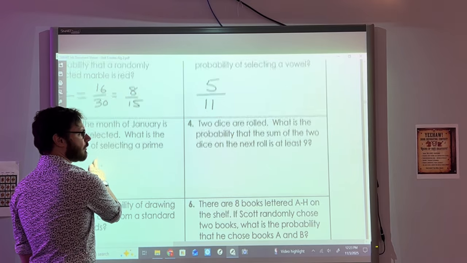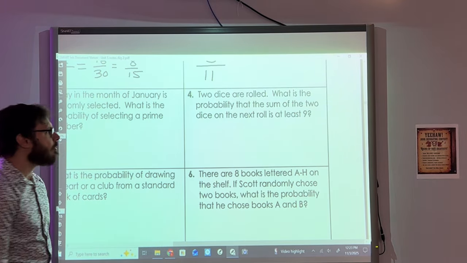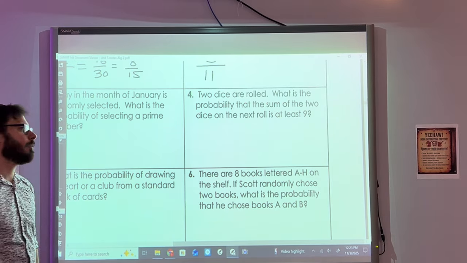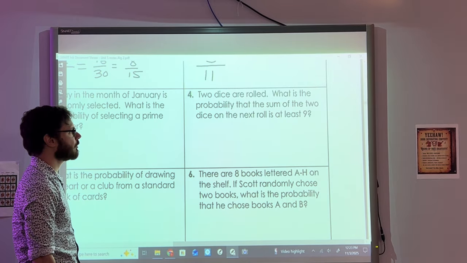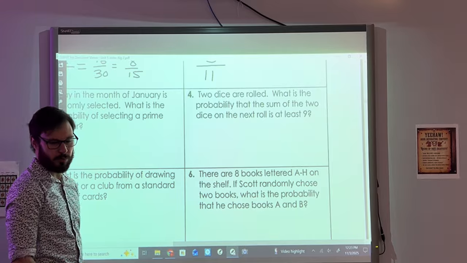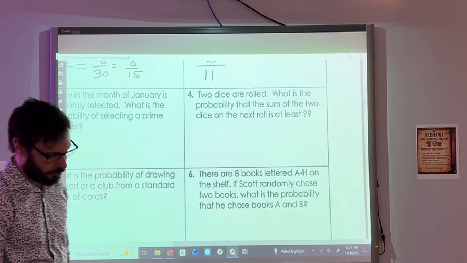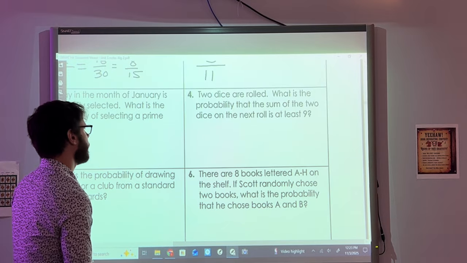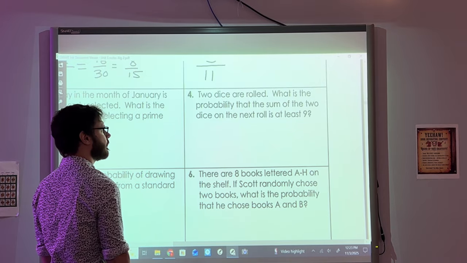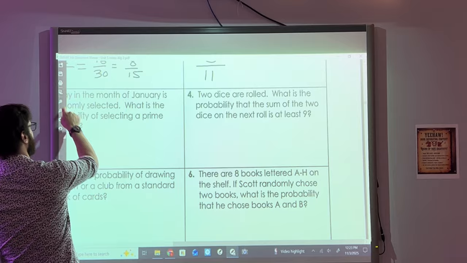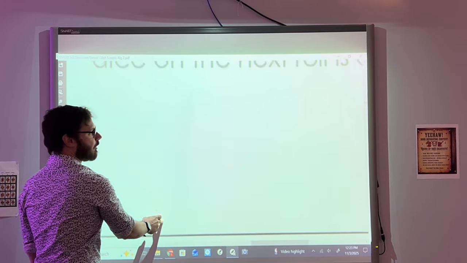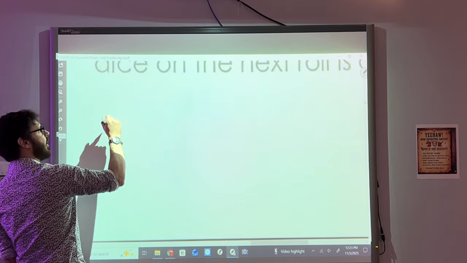2 die are rolled. 2 dice, 2 die. What is the probability that the sum of the 2 dice in the next roll is at least 9? Okay, so that's a little tricky. To understand that, we need to build a better sample space. Okay, no way to do it but to do it. You did this earlier in the year when I was gone. I had you build a table for me.